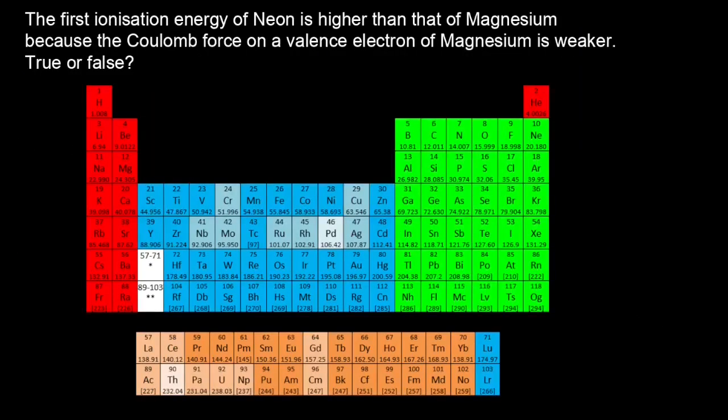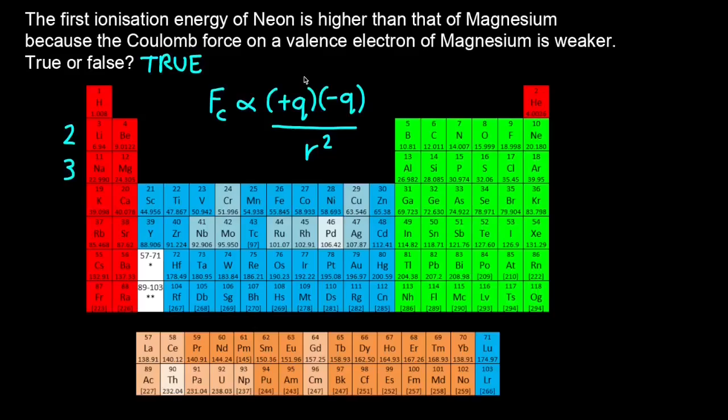The first ionization energy of neon is higher than that of magnesium, because the Coulomb force on a valence electron of magnesium is weaker. True or false? Well, as we know, neon is at energy level 2, and magnesium is at energy level 3 in the periodic table. So given that magnesium has an additional shell, and the Coulomb force is proportional to the charge of the nucleus times the charge of the electron over the squared distance from the valence electron to the nucleus, then we know that the Coulomb force on a valence electron of magnesium is weaker. So this is true.